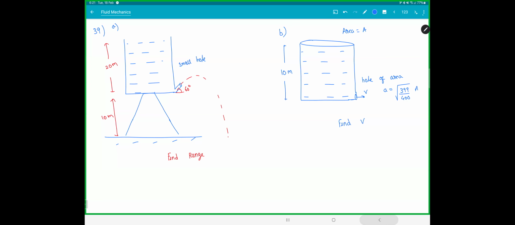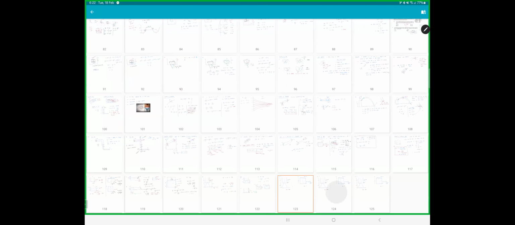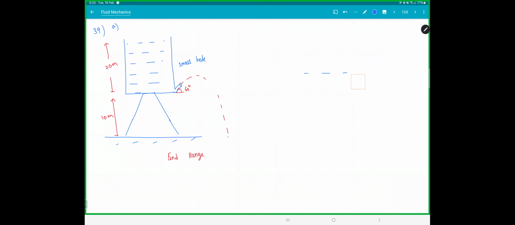Let's see. So velocity v is equal to root 2gh because the hole is small. This is 20 into 20. You're coming out with 20 meters per second. So the question has become like there is a building of height 10 meters and someone is projecting with speed of 20 meters per second at an angle of 60 degrees.